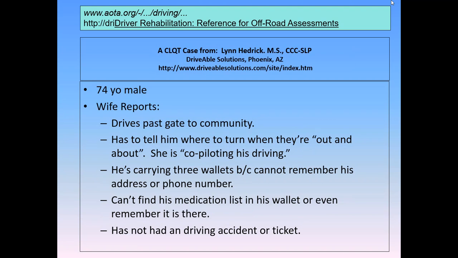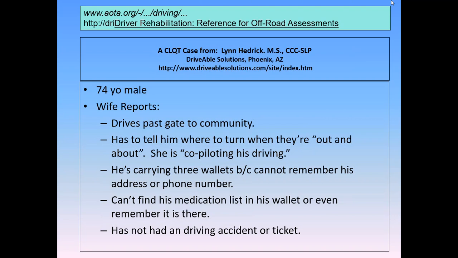So that may be after TBI in a younger person or in the older person with cognitive changes. So she gave me the example of a 74-year-old male, and his wife reported he drives past the gate to the community. She has to tell him where to turn when they're out and about. She's co-piloting his driving. That's a quote from her. He's carrying 3 wallets because he can't remember his address or phone number. He can't find his medication list in his wallet or even remember it's there.